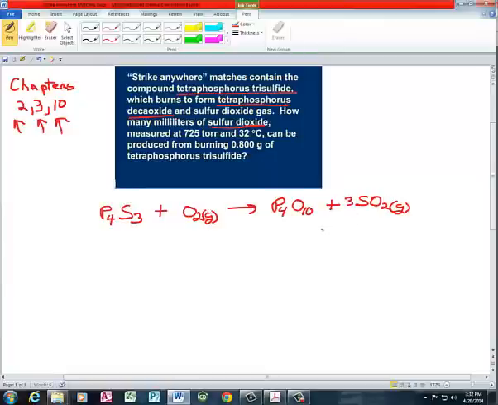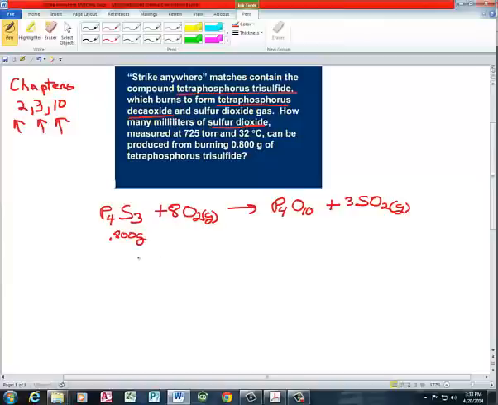Now all we have to do is balance the oxygens. Since there's just O2 on the reactant side and there's a multiple of oxygens on the product side, we'll count up the number of oxygens on the product side. We have 10 oxygens plus 3 times 2, that's 6 oxygens. 6 plus 10 is 16, so I just need to change my coefficient of O2 to 8. All right, my chemical equation is balanced. I'm ready to do the reaction stoichiometry, calculate the number of moles of sulfur dioxide, then we can use the ideal gas law.